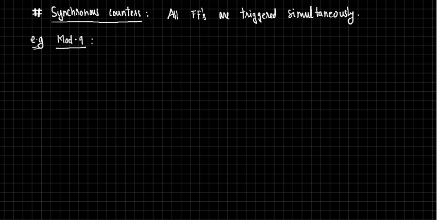So first of all it is mod 9. Mod 9, assume that, unless otherwise specified. Mod 9 means how many states are there? You tell me, quick. Mod itself indicates the number of states. So mod 9 means 9 states, from 0 to 8. Okay, 0 to 8, how many flip-flops are required? 4 flip-flops. Let's see. Draw it.